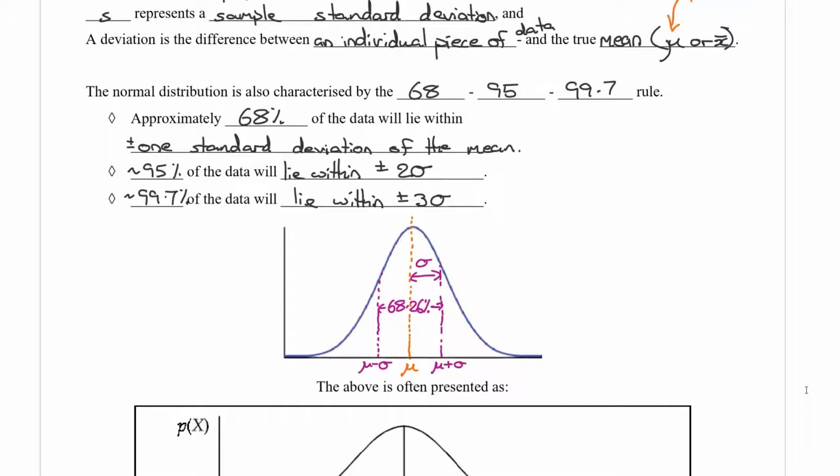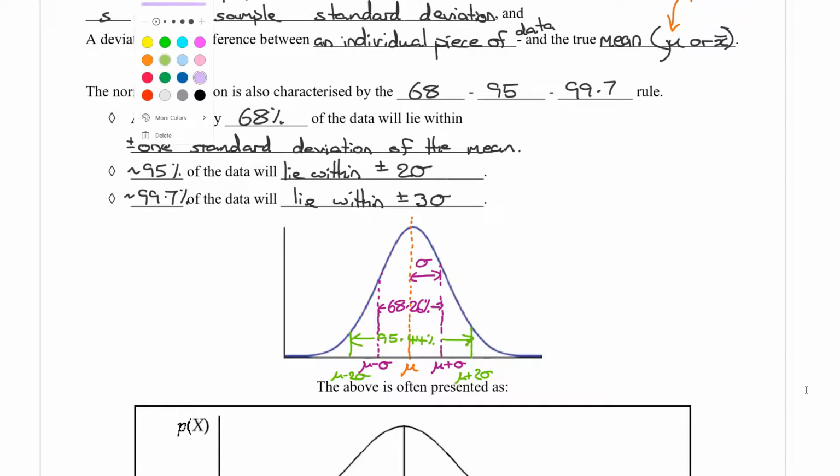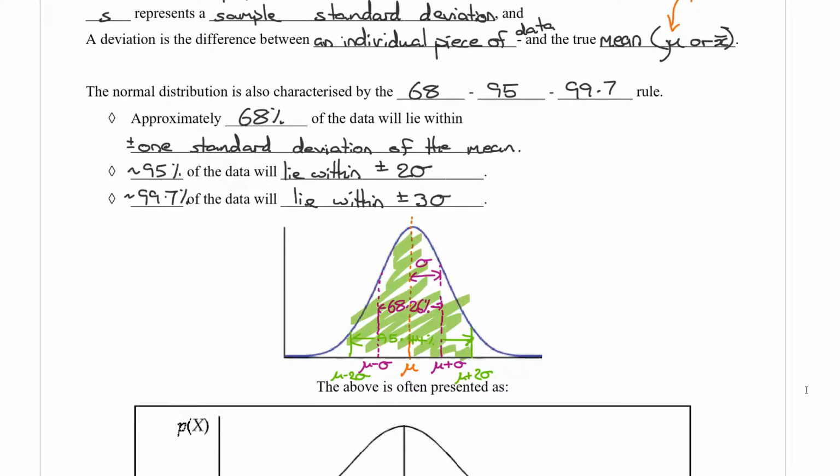Now if we go a little bit further out, and let's say we go here, do straight lines, and here, these are going to represent 2 sigma. So it's going to be mu plus 2 sigma, and mu take 2 sigma, or 2 standard deviations. And what we find is that 95.44% is captured by this area here. So if I shade all of this area, we'd get 95.44%.